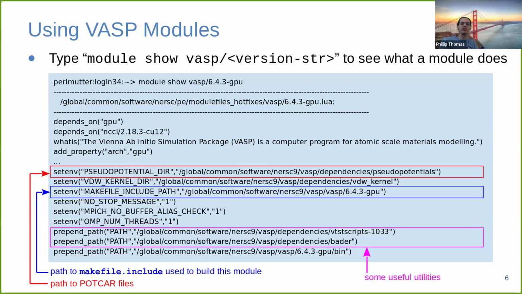And then the other thing that's of interest is the makefile include path, which shows the makefile include that was used to build this particular version of VASP. So if you want to see how VASP is configured, or you want to copy this file to build it yourself, this file is not locked to group permissions. So you're free to copy it and then modify it as you wish if you want to build your own VASP. The other thing I'll mention is there are some paths to some extra utilities, such as the vtest scripts and battery analysis, which may be useful in your work as well. So these are also loaded whenever you load a VASP module.